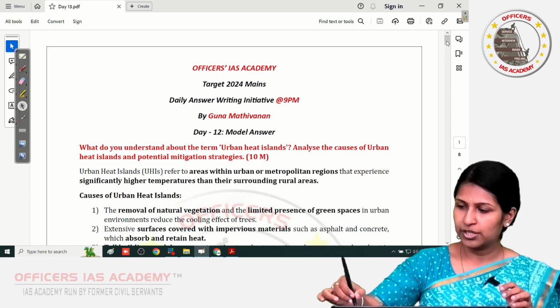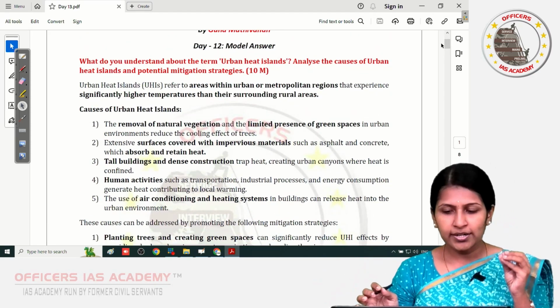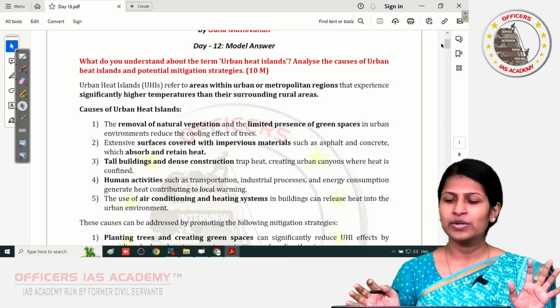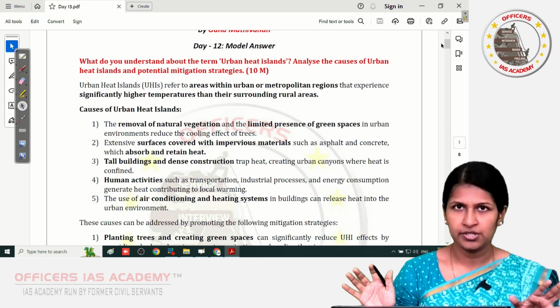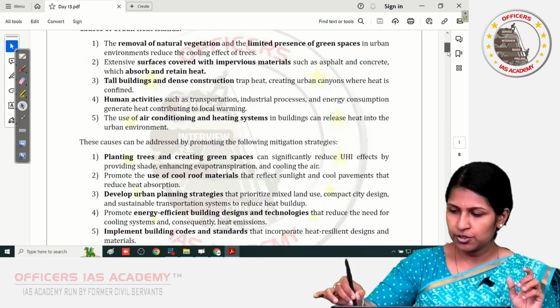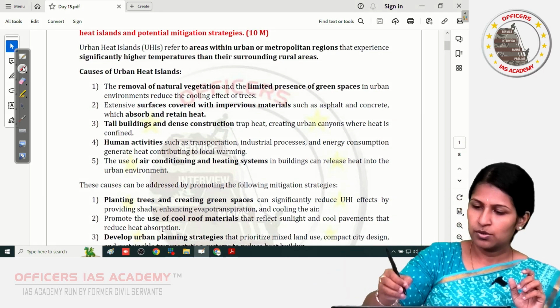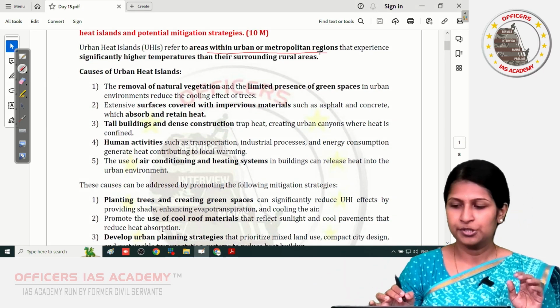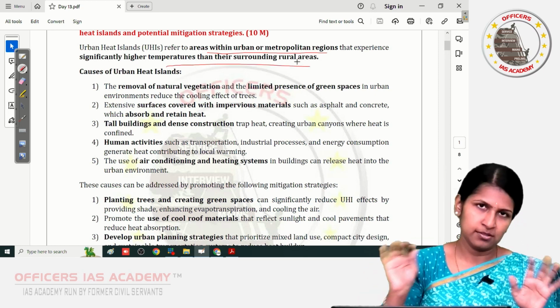Now let's get back to the question. So I think this was a very direct question. Yes, what do you understand by the term urban heat islands? We'll have to analyze the causes of urban heat islands and the potential mitigation strategies. A very, very simple direct question. So you will start with the definition of urban heat islands. Yes, so it refers to the areas with urban or metropolitan regions that experience a higher temperature compared to the surrounding regions. A very simple definition.